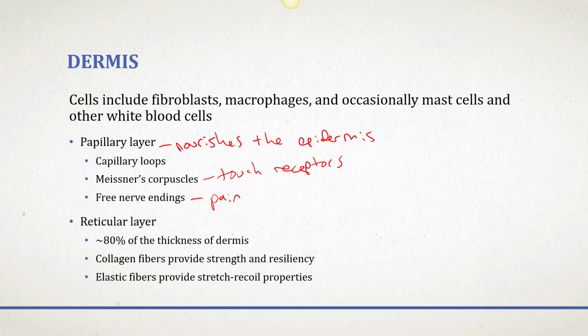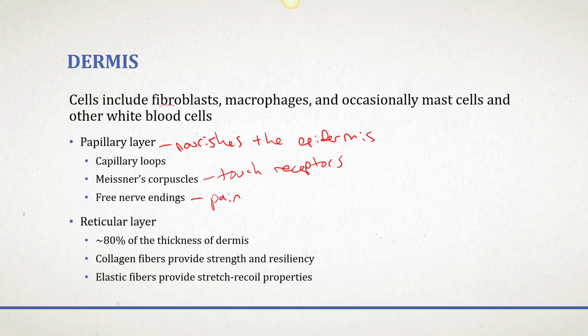Then we have the reticular layer. And with the reticular layer, this is about 80% of the thickness of the dermis. Contains collagen fibers to provide strength and resiliency, and elastic fibers to provide the stretch recoil properties of the skin. The reticular layer is where you're going to find a majority of the accessory organs of the skin.